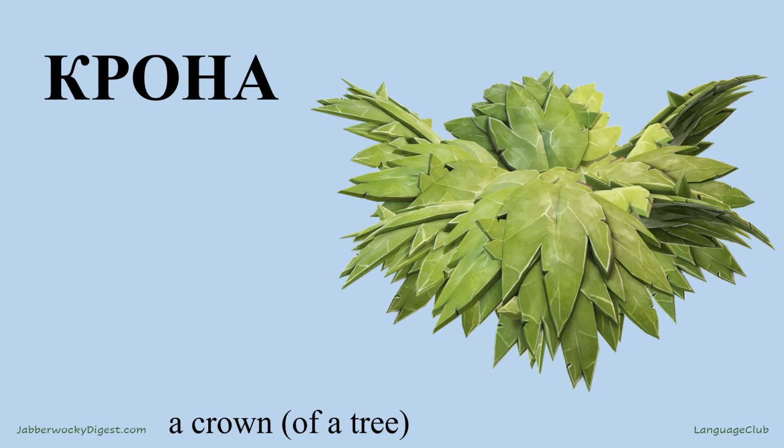Крона. The top or crown of a tree, it is крона. When you want to describe a tree, sometimes you need to name the parts of the tree. So, what are the parts of the tree in Ukrainian?